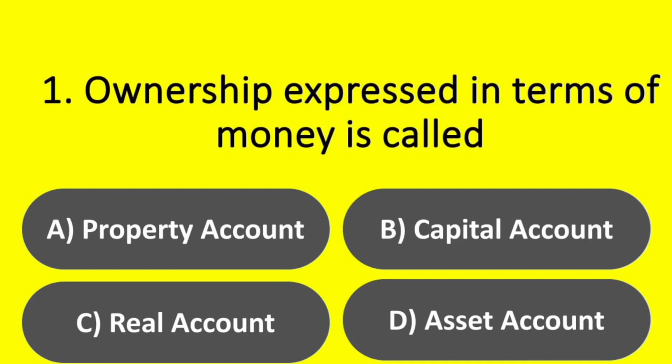First question, ownership expressed in terms of money is called option A property account, option B capital account, option C real account, option D asset account. Answer option B capital account.